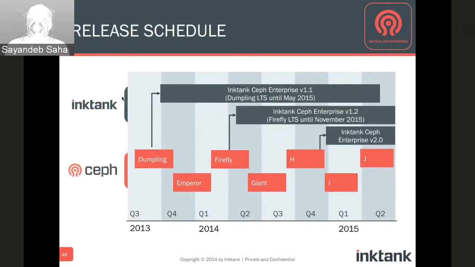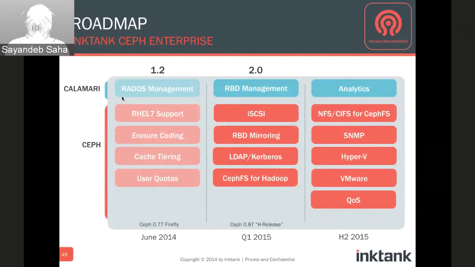And going forward, the next version of ICE, or whatever it is called by then, will be 2.0 probably. And we're looking at ICE SCSI support, RBD mirroring, security, LDAP Kerberos authentication, and then probably one use case for the file system if it's ready. So that's where we are today.